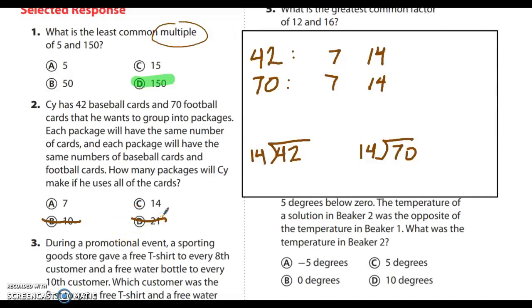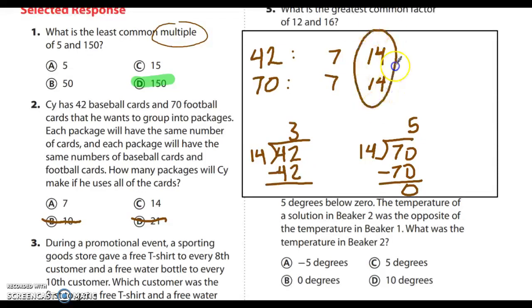So really I need to ask myself, is it going to be 7 or is it going to be 14? Well, if you do your 14s, 14 goes into 42 3 times. 3 times 14 is 42. And 14 goes into 70 5 times. 5 times 14 is 70. So now I know that 14 goes into both numbers. The answer to number 2 is C, 14.